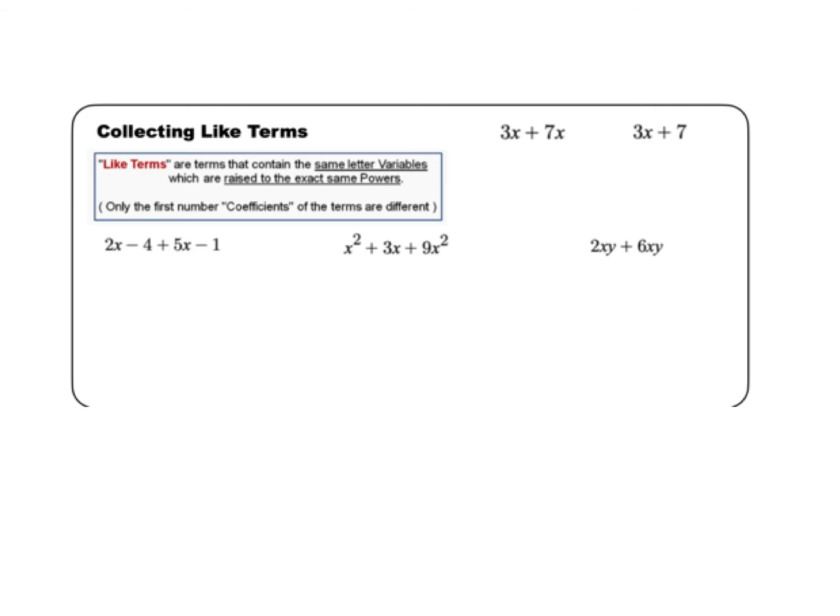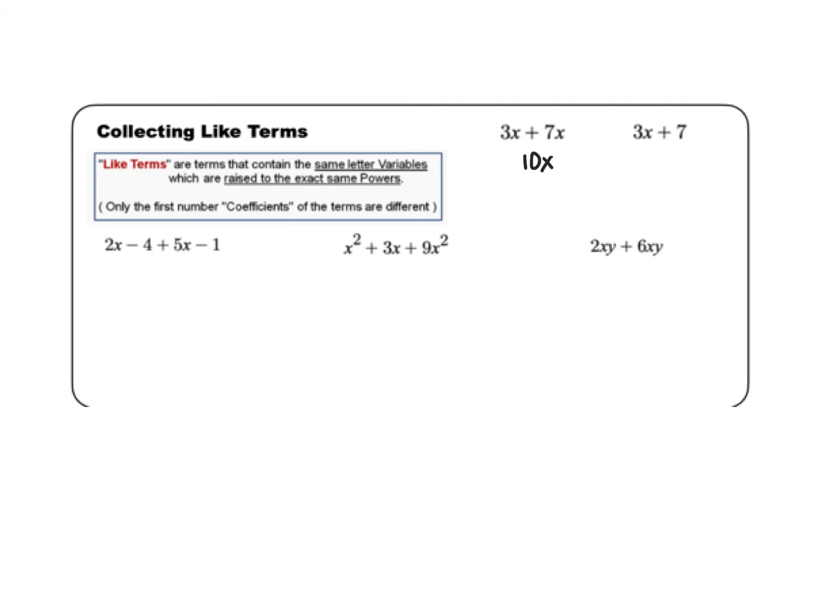First, this is an example of like terms right here because I have x and it is technically raised to the first power, and then x here, so that's technically raised to the first power. So these can be combined. So if I have 3x's plus 7x's, those could be combined to 10x's, okay?